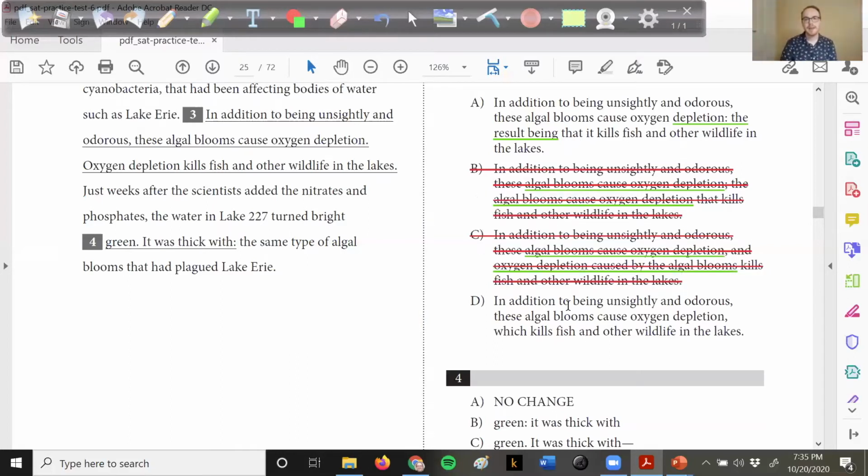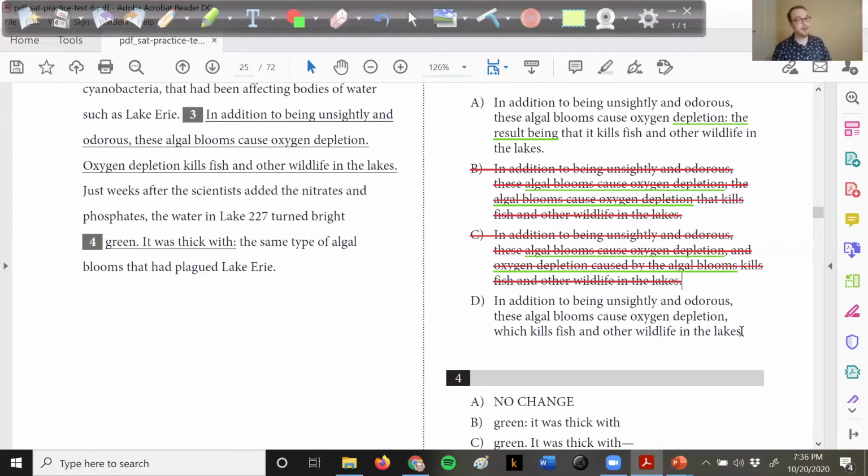In addition to being unsightly and odorous, these algal blooms cause oxygen depletion. You're probably sick of that phrase by now. These algal blooms cause oxygen depletion, comma, which kills fish and other wildlife in the lakes. Okay, that's great. There's no repeated phrases. There's no awkward phrases like the result being that, and there's no questionable use of punctuation. Also, if you notice, it's the shortest option.